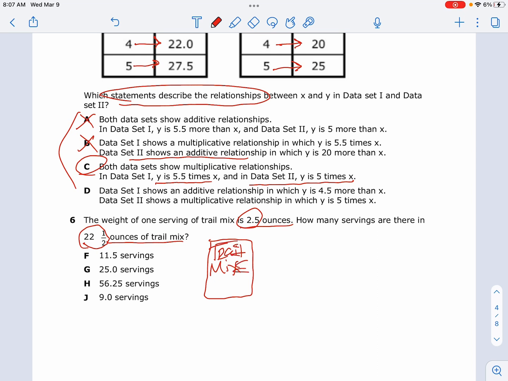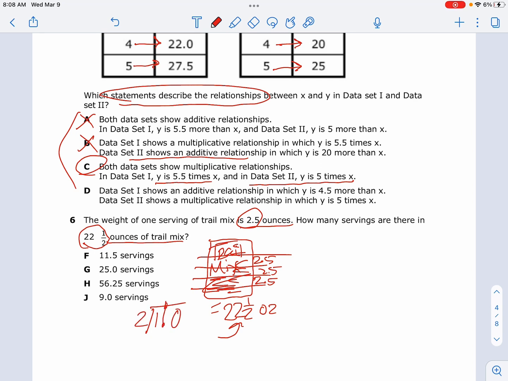And all of it in there is equal to 22.5 ounces. Now I want to know how many servings there are if I take this and divide it into 2.5 servings to feed my friends. Okay, let's think of it like that. First, they need to be in the same form for me to divide. So I'm going to make the half into a decimal, so just do 1 divided by 2.